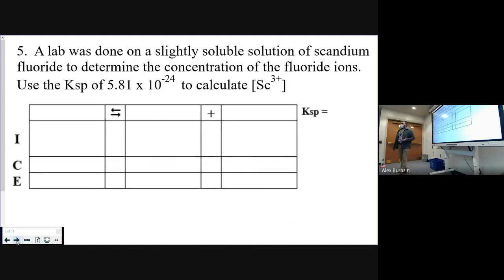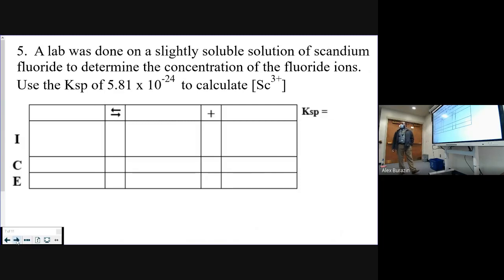Let's try one more. There was one more that I wanted to run through on that sheet, and then we've got a couple odds and ends to tie off as well. A couple other concepts on this one too. But a lab was done on a slightly soluble solution of scandium fluoride to determine the concentration of fluoride ions. Use the KSP and calculate the molarity of scandium when it's all said and done. First things first, we need a reaction. Our reaction is going to be the dissociation of scandium fluoride.